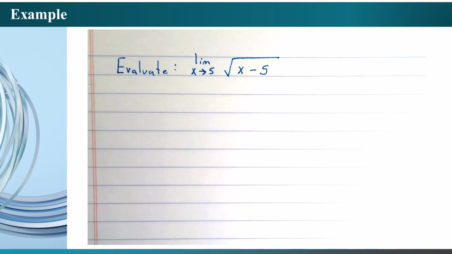In this example, we wish to evaluate the limit as x approaches 5 of the square root of x minus 5. At first glance, this may seem like a pretty straightforward problem.